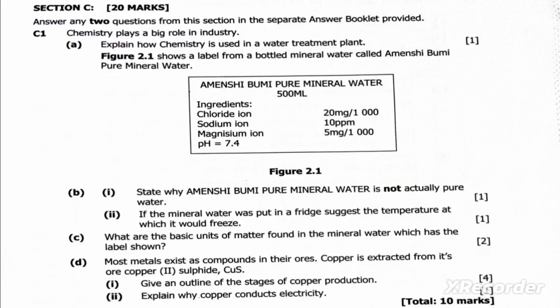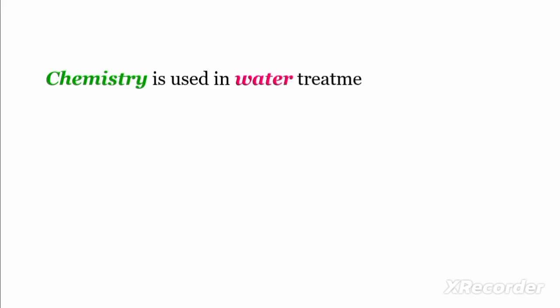Ladies and gentlemen, we now shift to section C. Answer any 2 questions from this section in the separate answer booklet provided. Since we are revising this paper, we are going to answer all 3 questions from this section. Question C1: chemistry plays a big role in industry. A, explain how chemistry is used in a water treatment plant. So they want us to give the application of chemistry in a water treatment plant.